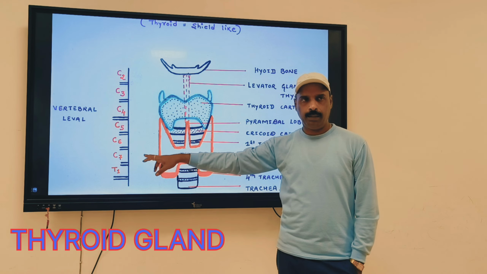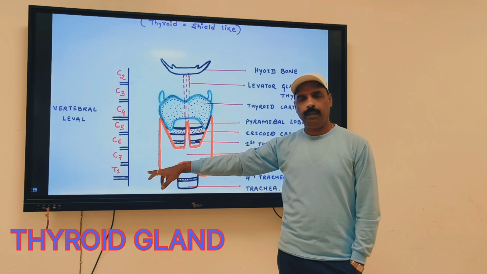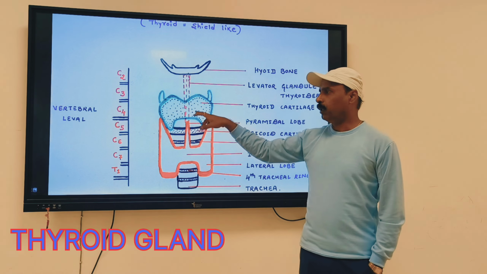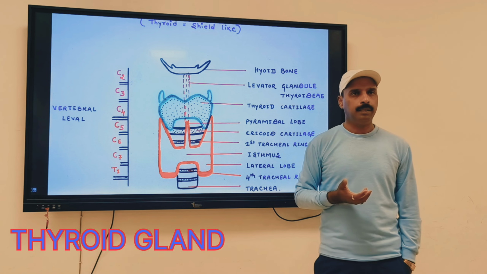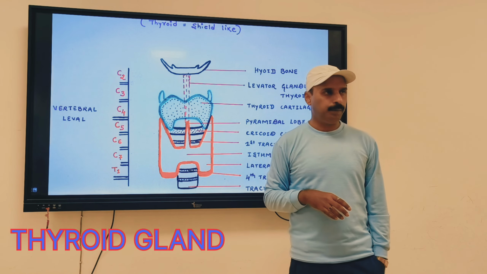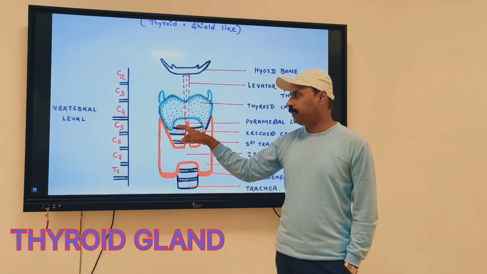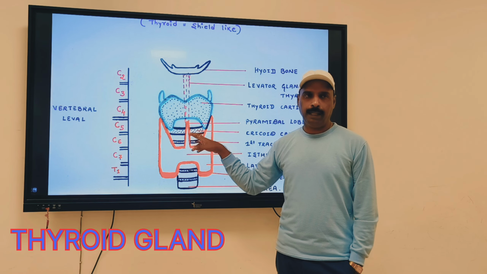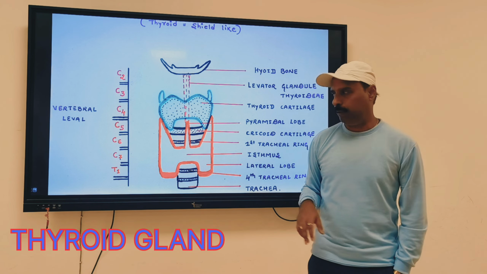Regarding the levels of cervical vertebrae, here you get the level from C5 to the T1 vertebra, which is the extension of the lower part of the lobe. And what is the levator glandulae thyroidae? This question is asked. There may be some fibromuscular bands arising from the hyoid bone. They may attach either to any lobe of the thyroid or to the pyramidal lobe. These fibers we call the levator glandulae thyroidae.